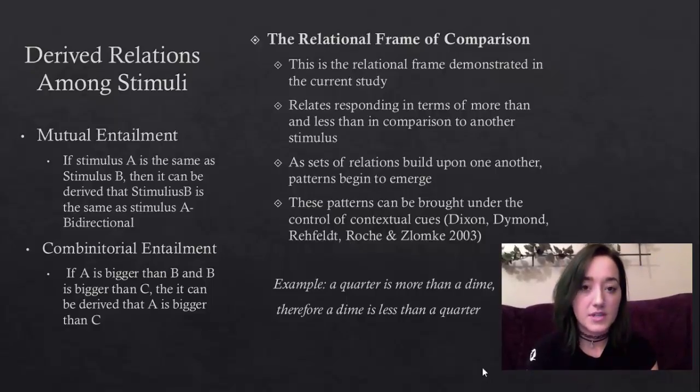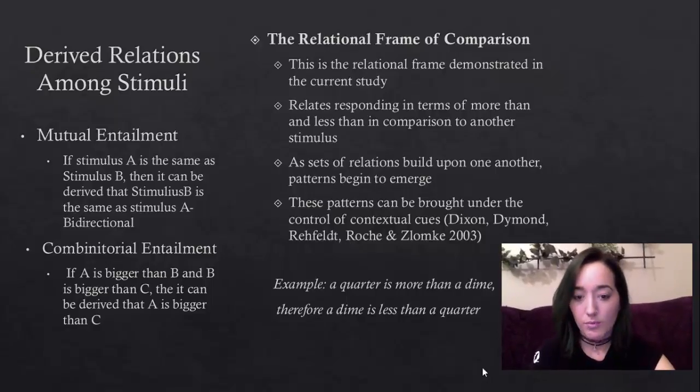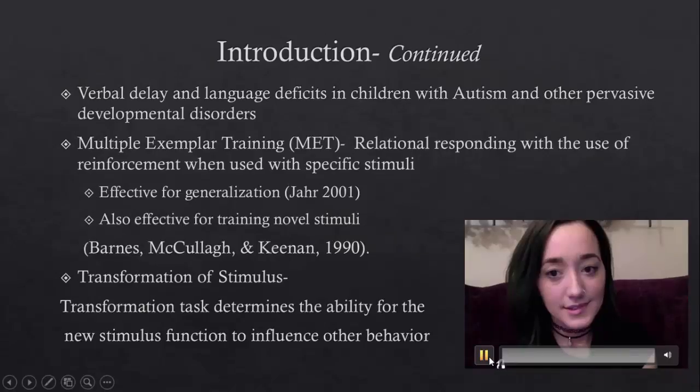And these relations are able to build upon one another, and patterns begin to emerge. The example we used was with amounts of money being more than or less than. Once these patterns can be brought under the control of contextual cues, where the responding is under the control of those words, bigger than or smaller than, this is known as arbitrarily applicable responding.